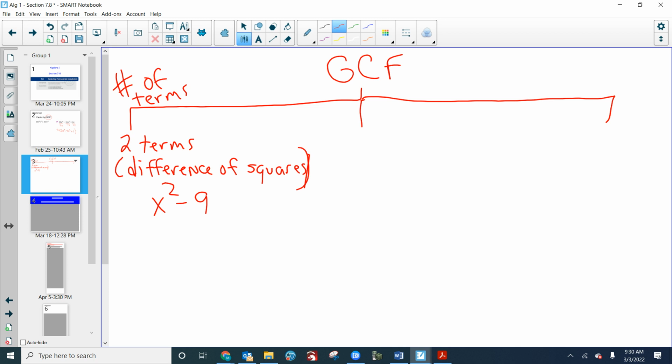Now, we have subtraction. Are they perfect squares? Is x squared a perfect square, guys? Is 9 a perfect square? So we have a good difference of squares. What's my answer? X + 3 or x - 3. Okay, don't say or. Because it's both of them. X + 3, x - 3. Everybody good?